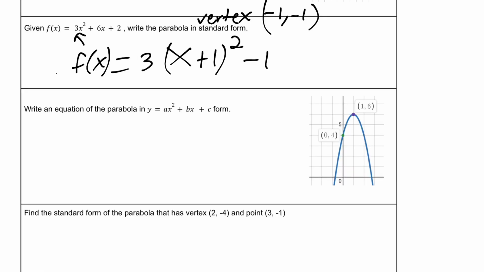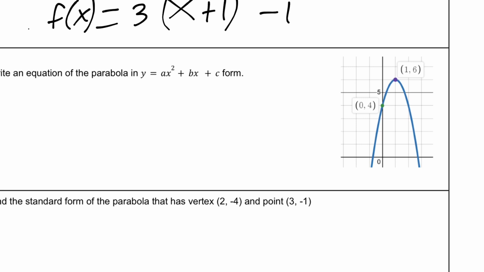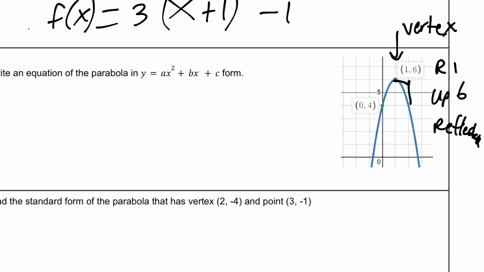For this next one, I think if we pay attention to the different transformations, it will help. This is my new vertex, which means from the parent function, I went right 1 and up 6. I also see that it reflected upside down. And then I would expect, as I go 1 to the right, I would expect a certain value. For example, when I plug in 1 for x, what normally happens? Well, 1 squared is 1, so I'd expect to see the coordinate 1, 1.